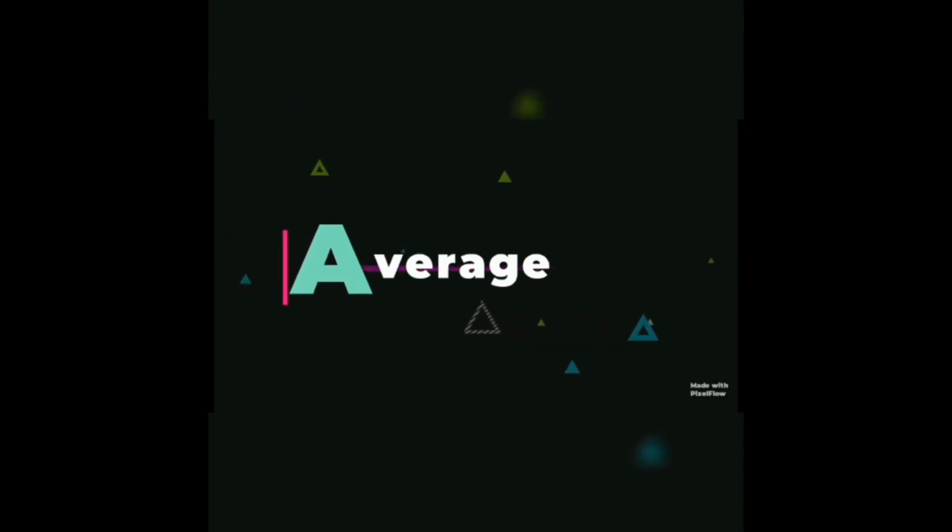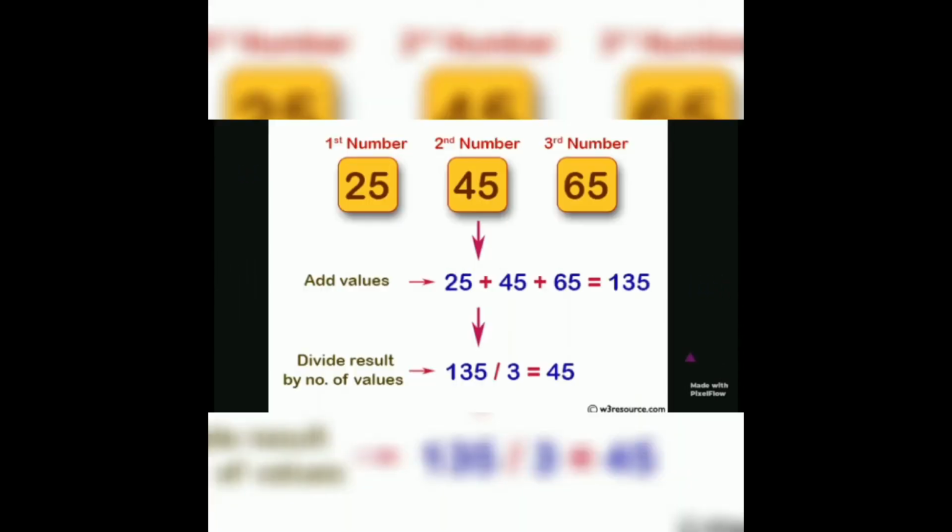Equation. Equation is a math sentence that has at least one equal sign. Mode. Mode is the number that shows up the most in a list of numbers. A stands for average, a number representing a set of other numbers determined by taking the sum of those numbers and dividing by the count of them.